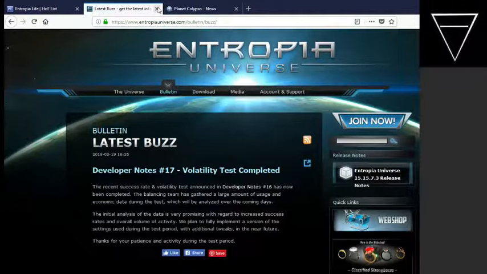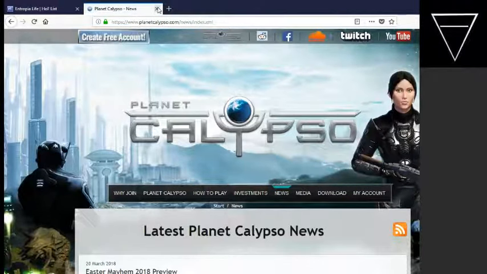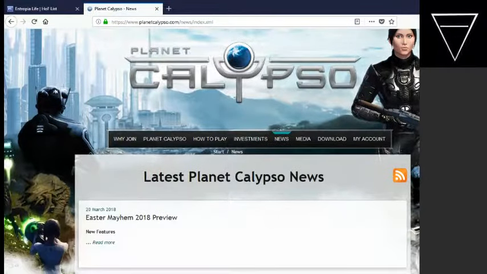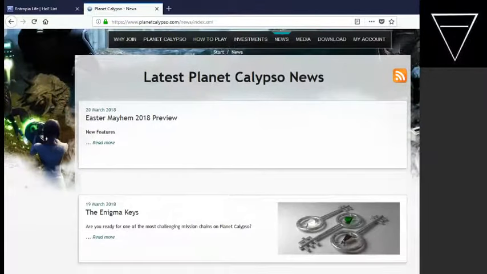Also, on Planet Calypso, they put out a preview for Merry Mayhem, or I mean Easter Mayhem, not Merry Mayhem. That happened months ago. Also, the Enigma Keys mission. I don't know why they're doubling up on missions on the same planet at the same time, but it seems like a great way to keep people from participating in both of them fully.